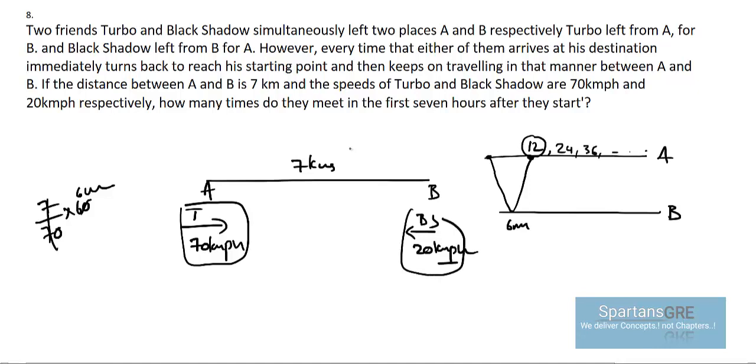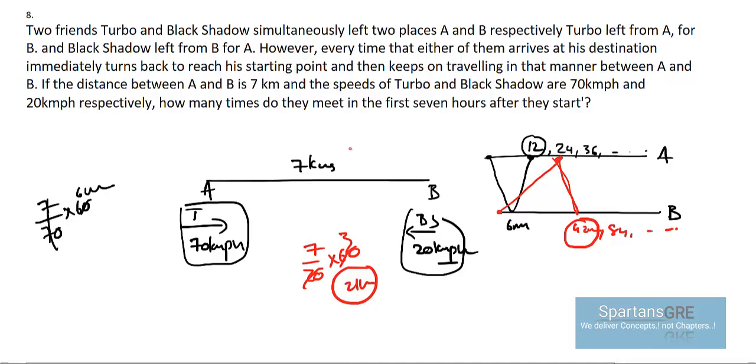Similarly for B, I am taking a different color. For Black Shadow to go from B to A, how much time does it take? 7 by 20 into 60 minutes. I am converting into minutes. So this will be 21 minutes. Here it takes 21 minutes to go till here and to come back again 21 minutes. So the timeline for B starts with 42, right? Going 21, coming back 21. So it is 42, then 84 and so on.